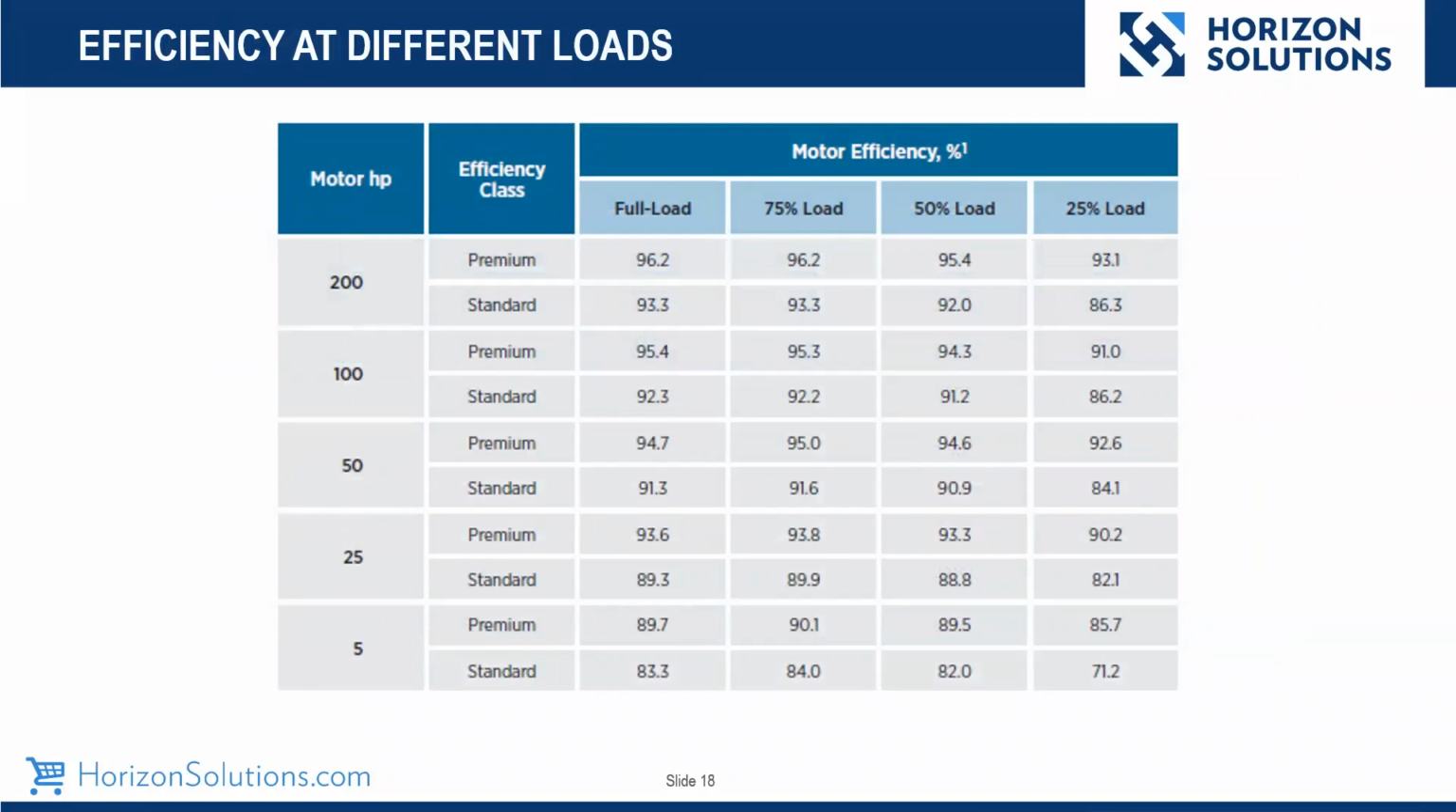And let's take a look at different loads. That testing that is done by the Department of Energy is always done at 75% load, but let's take, for example, the 200 horsepower unit. At full load and at 75% load, you're at 96%. Now, a drive will operate at 98% at full load and approximately 95% at half speed.